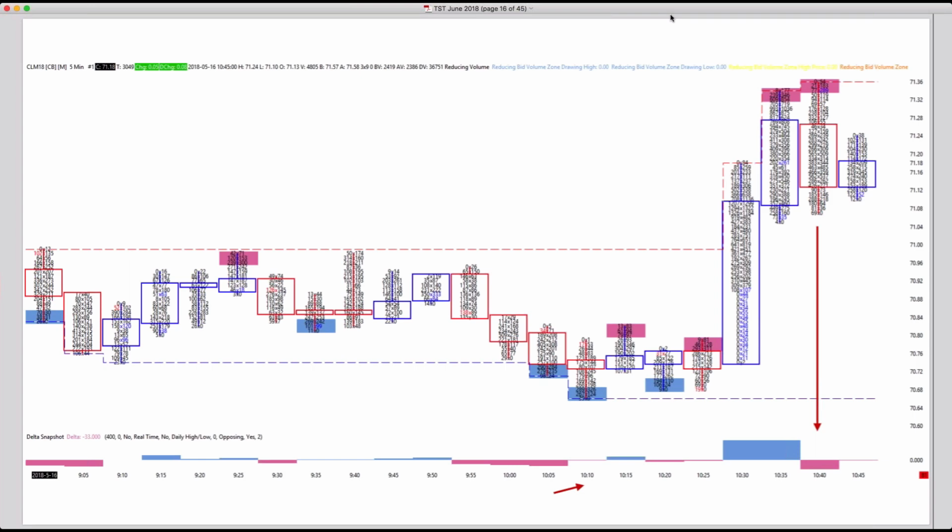So as well as us thinking kind of vertically in what's going on in the bar, we can also think horizontally. Now, here at the bottom of the chart, I'm showing what's known as delta. Delta is another important concept in order flow.